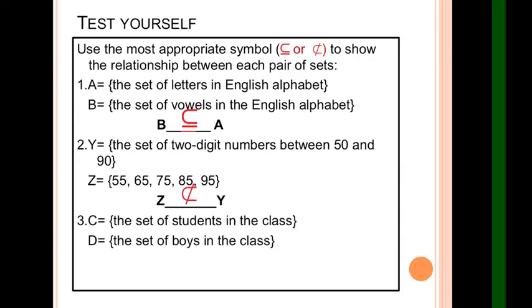Next, C is the set of students in the class. D, the set of boys in the class. So can we consider that D is a subset of C since C is the set of all students in the class? So merong lalaki dyan for sure. So therefore, it is a subset. D is a subset of C. Okay? So meron siyang mga elements na makikita kay C.